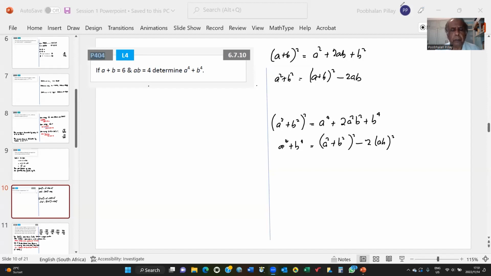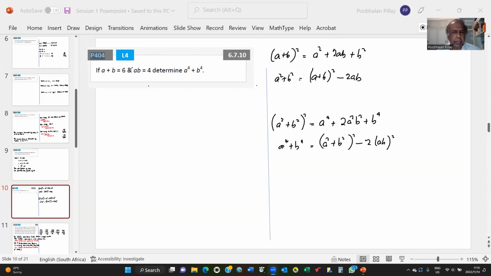Problem 404 tells you if a plus b is equal to 6 and ab is equal to 4, determine a to the 4th plus b to the 4th. In other words, you are given the sum of two numbers, a plus b, and you're given the product, which is ab, and you're asked to calculate the sum of the 4th powers of a and b.